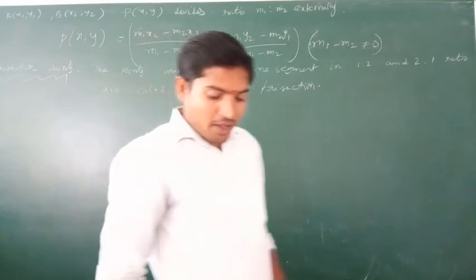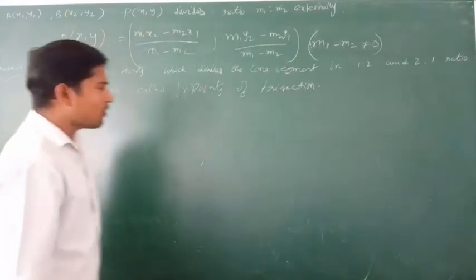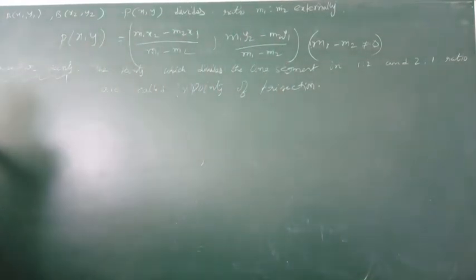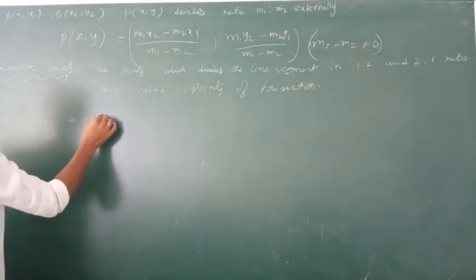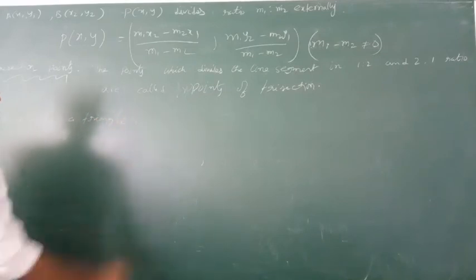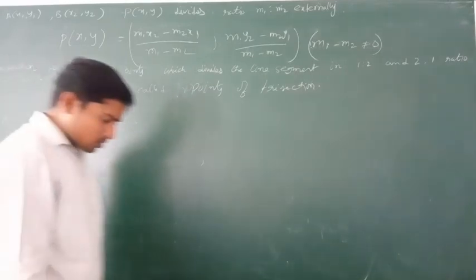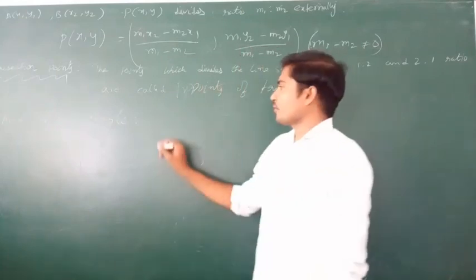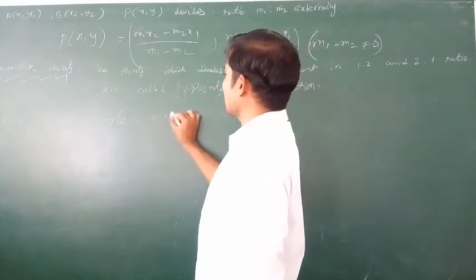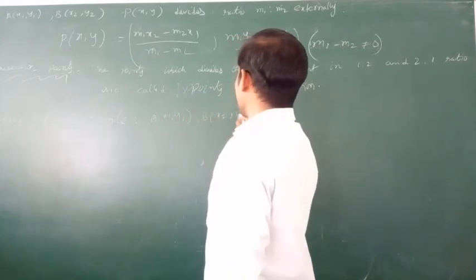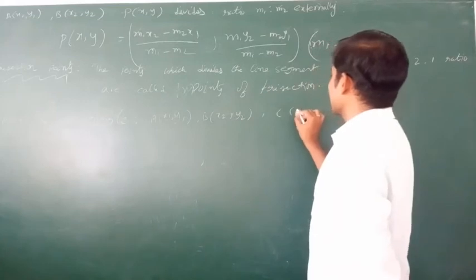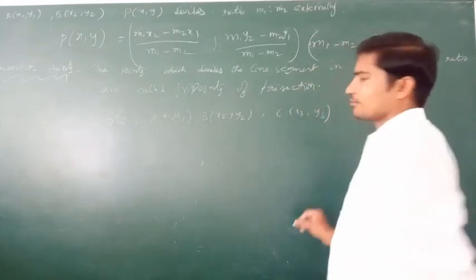Next, area of a triangle, the seventh one. We also discussed the area of a triangle. Suppose A is (x1, y1), B is (x2, y2), C is (x3, y3).